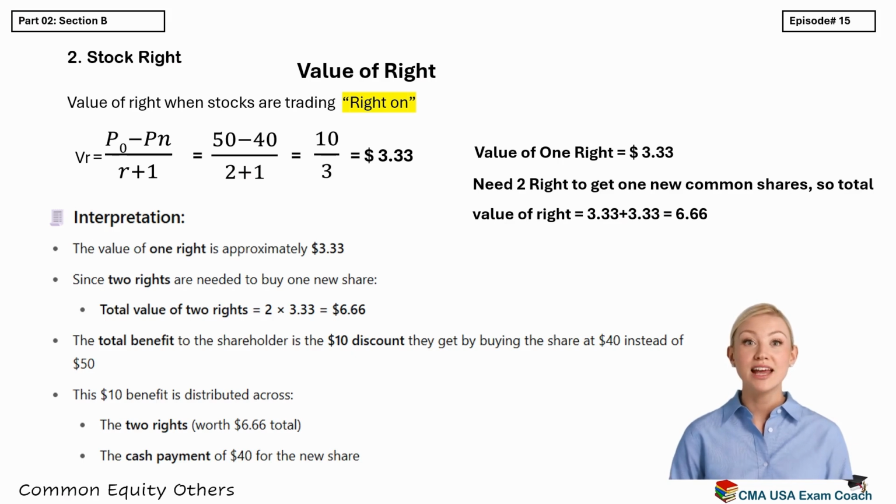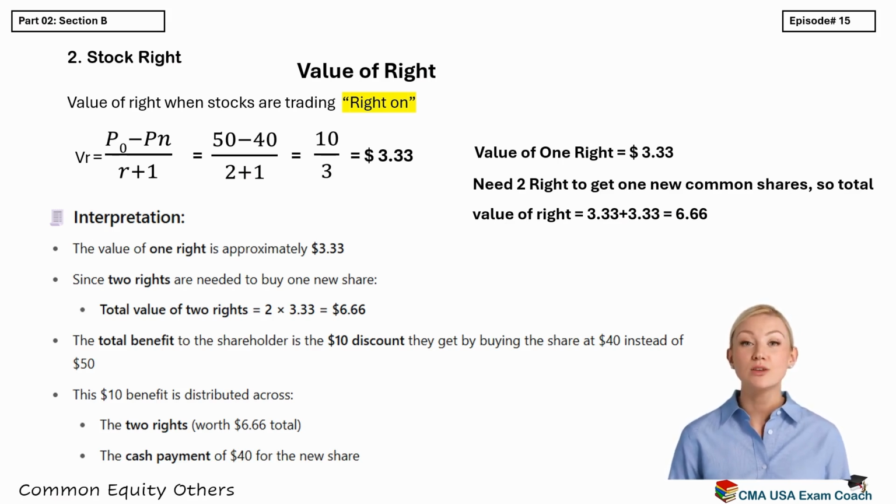Now, we've just calculated the value of 1 right using the formula: value of right equals (P0 minus PN) divided by (R plus 1). And we got the answer as $3.33. But wait a minute. In our example, we need 2 rights to buy 1 new share. So, a student might wonder, does that mean the total benefit we're getting is 2 rights times $3.33, which equals $6.66? Let's clarify. Yes, it's absolutely correct that to buy 1 new share, the shareholder must submit 2 rights.